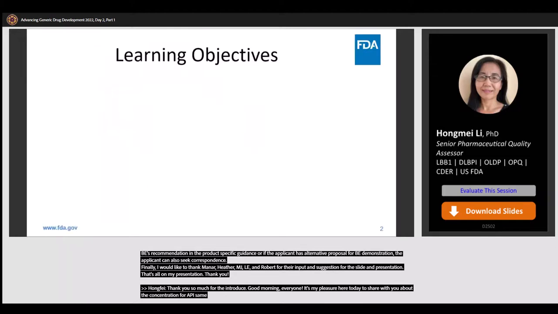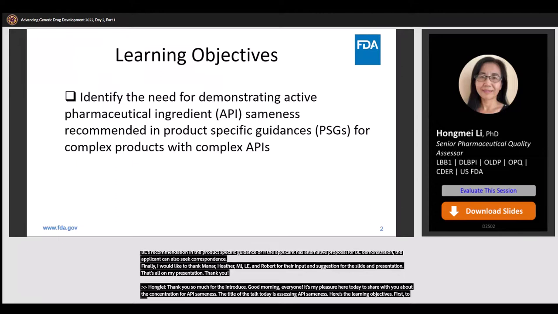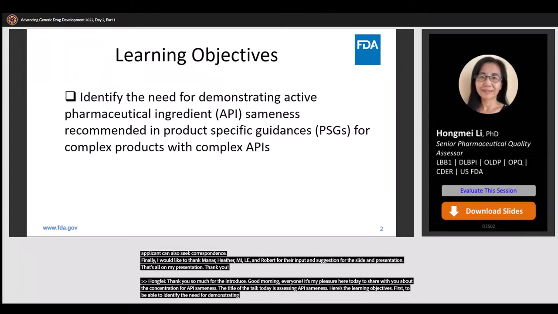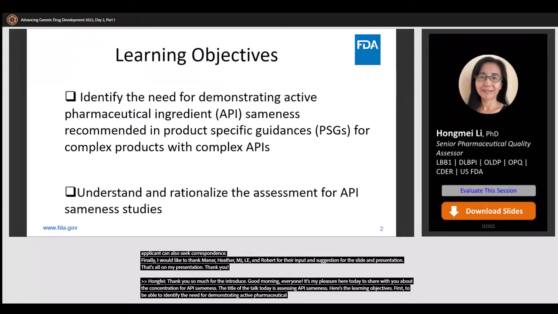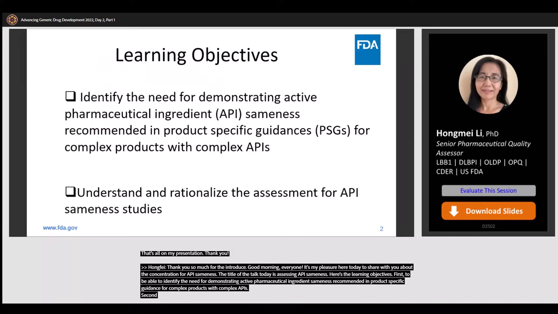Here are the learning objectives. First, be able to identify the need for demonstrating API Sameness recommended in product-specific guidance for complex products with complex APIs. Second, I wish after this presentation, you can have a better understanding of the regulatory consideration and the principle for assessing API Sameness.